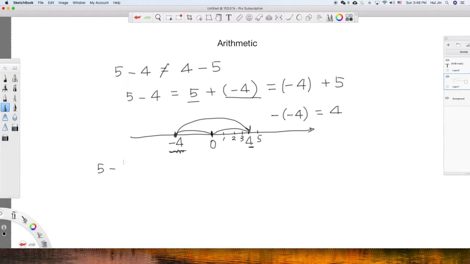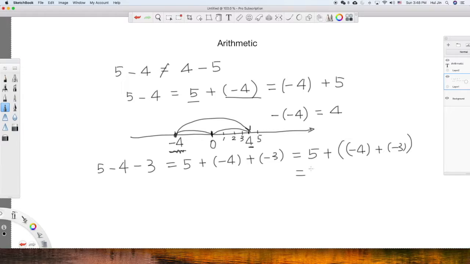So 5 minus 4 minus 3, for example, you write as 5 plus negative 4 plus negative 3, and this equals 5 plus (negative 4 plus negative 3), and this is the same as (5 plus negative 4) plus negative 3. All right, and this equals, of course, (5 minus 4) minus 3. So in here, associative also works. And this is a small fix for subtraction.